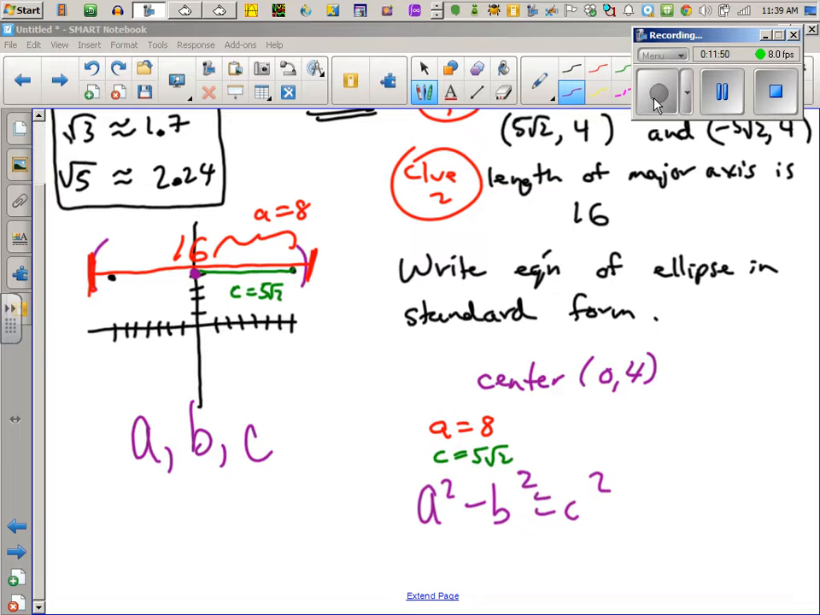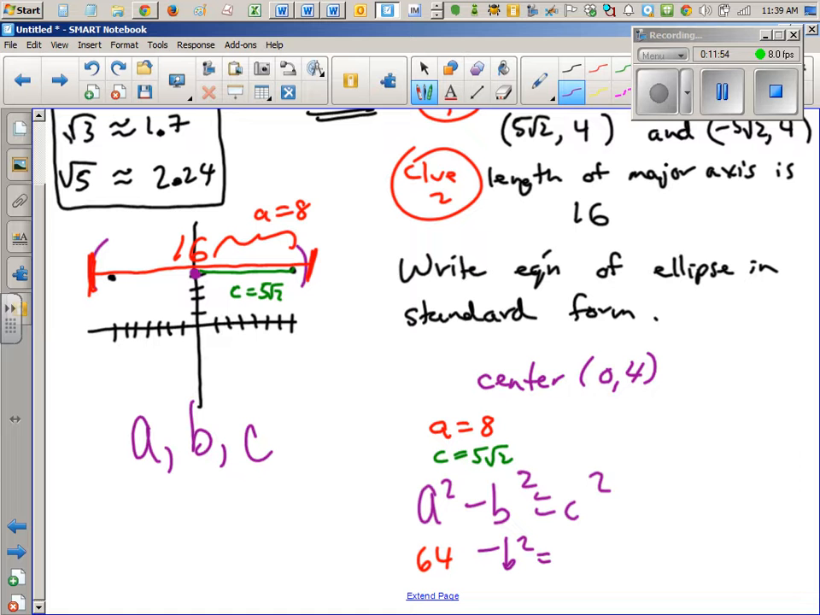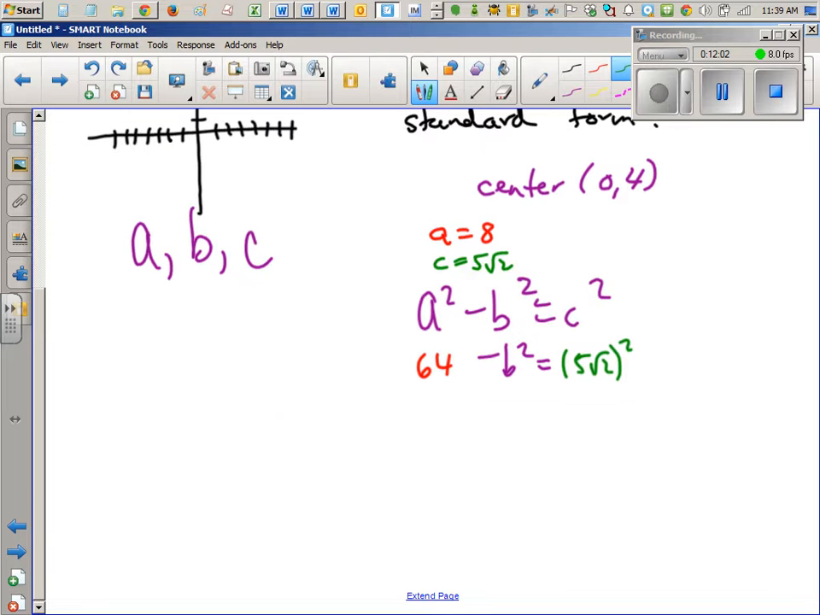Okay, so plugging in the numbers, this is just basically 64. And then we have minus b squared is equal to, and then just be careful with this, you're squaring 5 root 2. That's exactly 50. Now if you squared 7, the decimal that's close to 5 root 2, you're going to get 49 here, so don't do that. Just go with 5 root 2 squared. That's 25 times 2. All right, so you should have this equation: 64 minus b squared is 50. Add the b squared over, subtract the 50 over. B squared is 14.